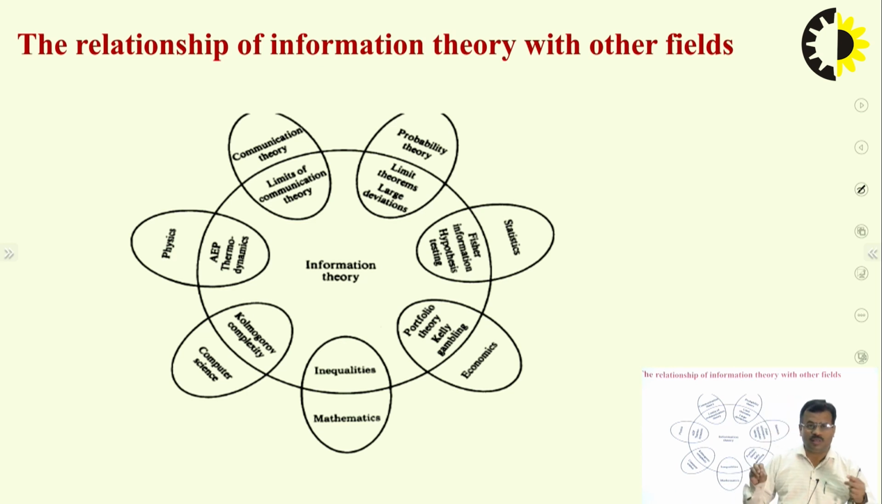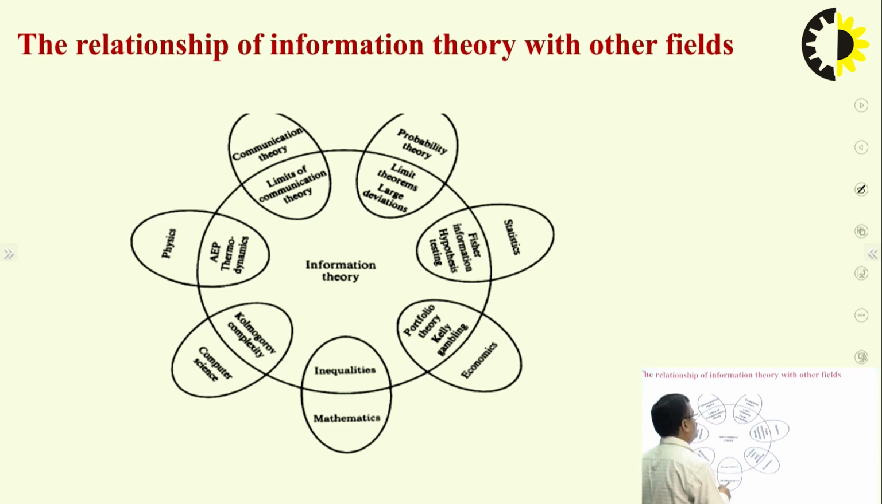Okay. So, on the basis of probability theory, you can give the information theory for communication system. It is based on the fundamental limit of communication system. Now next question, the relationship of information theory with other fields.